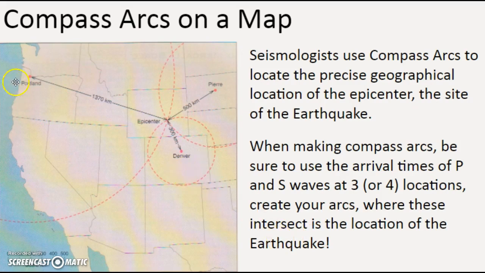So we could have used Portland, Denver, and Pierre is what this picture is showing. And if we know the distance that it would have traveled, we can draw the circles around Denver, right? We can draw a radius, and if we draw the circle, where they intersect is precisely the plotted point of the epicenter. Remember, the epicenter is on the land surface, where beneath it is where the focus took place, where the actual rock moved.